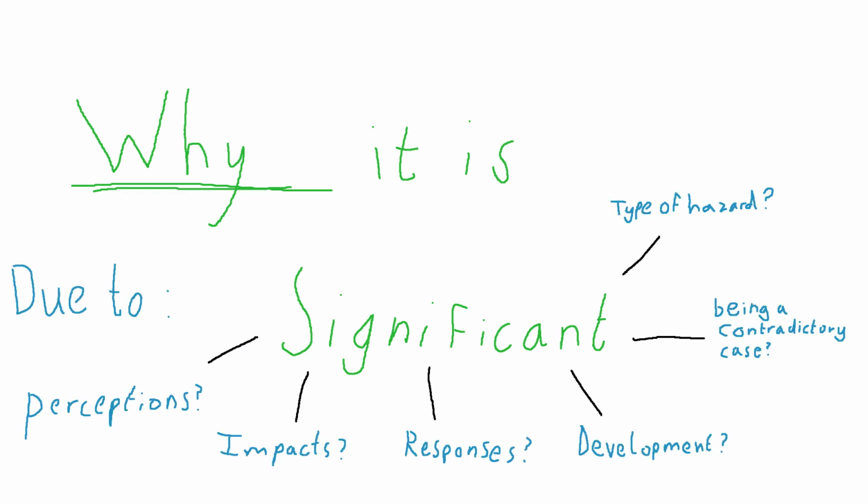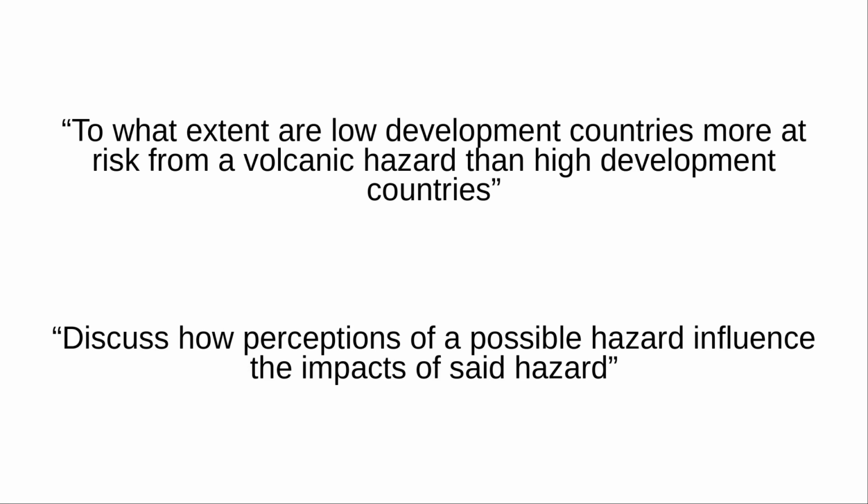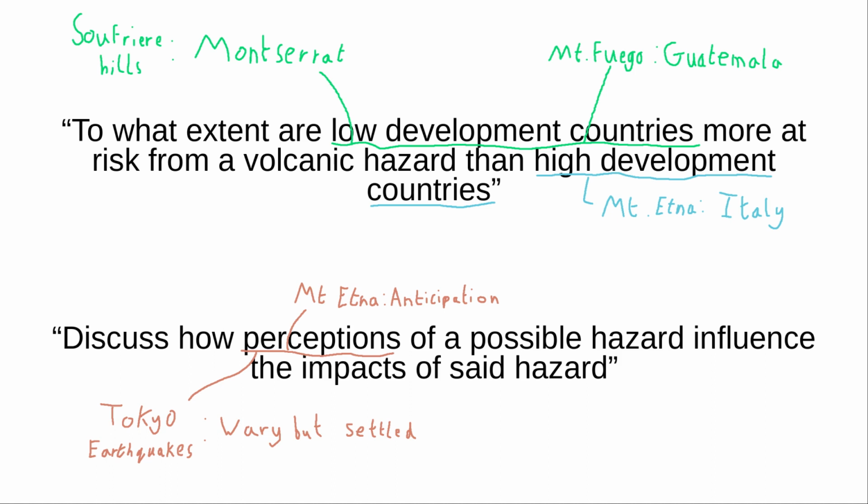So for example, the 1995 Montserrat eruption helped to show the impact on a low development country, how the perceptions before the event ultimately mattered, and how longer term responses are more beneficial than short term responses. So when you have that knowledge, it helps to coordinate a response to questions like, to what extent are low development countries more at risk from a volcanic hazard than high development countries? Or discuss how perceptions of a possible hazard influence the impacts of said hazard.